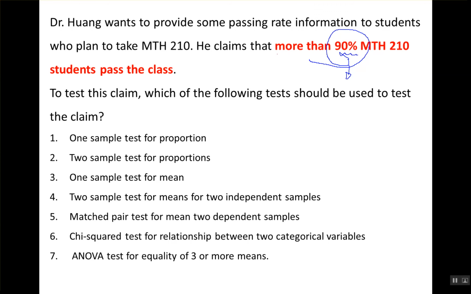So based on this information, we will pick this is one sample test for proportion. You don't see two samples here. You don't see comparing two different groups. We are just testing a specific population, which is the students taking Math 210. We look at the pass rate. So 90% is the one that we are comparing. So this is one sample test for proportion.